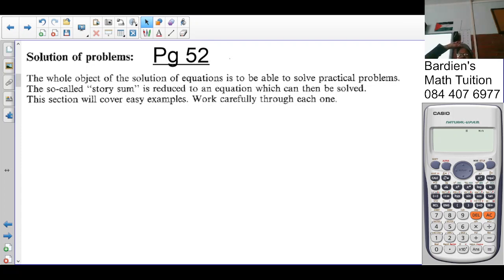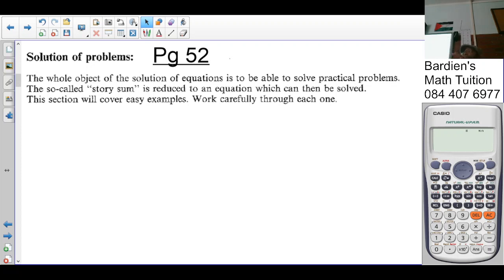Alright people, there's a couple of guidelines on page 52. You can read through them carefully. They just give you some ideas or guidelines into how to solve the word problem. They say, number 1, read the problem. Then number 2, they tell you to decide what X will be.